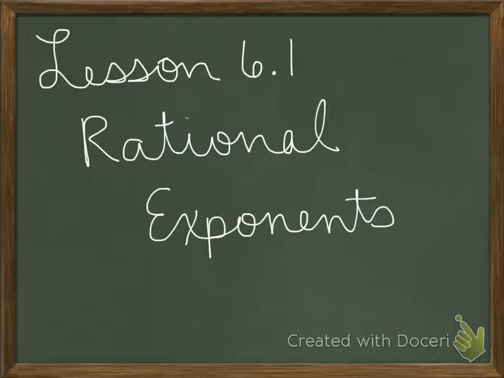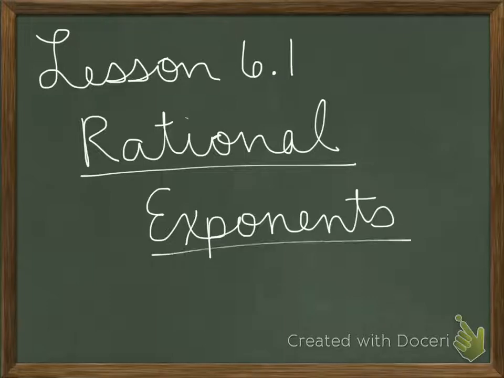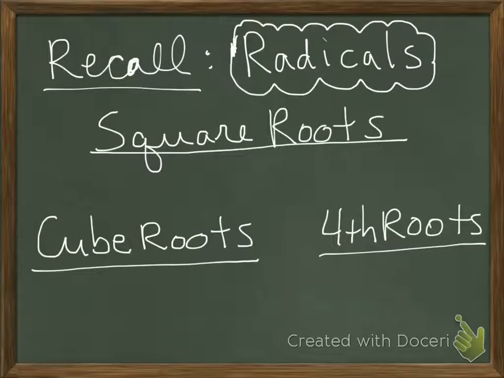This lesson is lesson 6.1. We're going to talk about rational exponents. A rational exponent is going to be an exponent where there is a fraction. And we're going to learn how to write those exponents, and we're going to learn how to change those exponents into different forms.